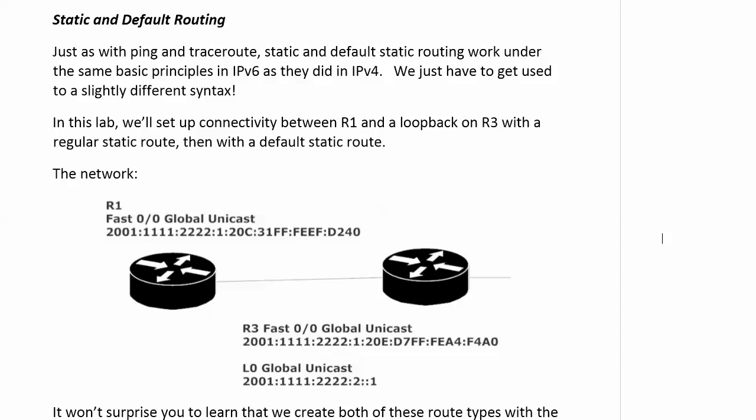We're going to get started with some routing now, our static routing actually. And as I mentioned in the previous video, along with ping and traceroute, static and default static routing are really going to work the same way in version 6 as they do in version 4. Of course, the syntax is a little bit different. I think we're going to need to sneak a v6 into a command or two there.